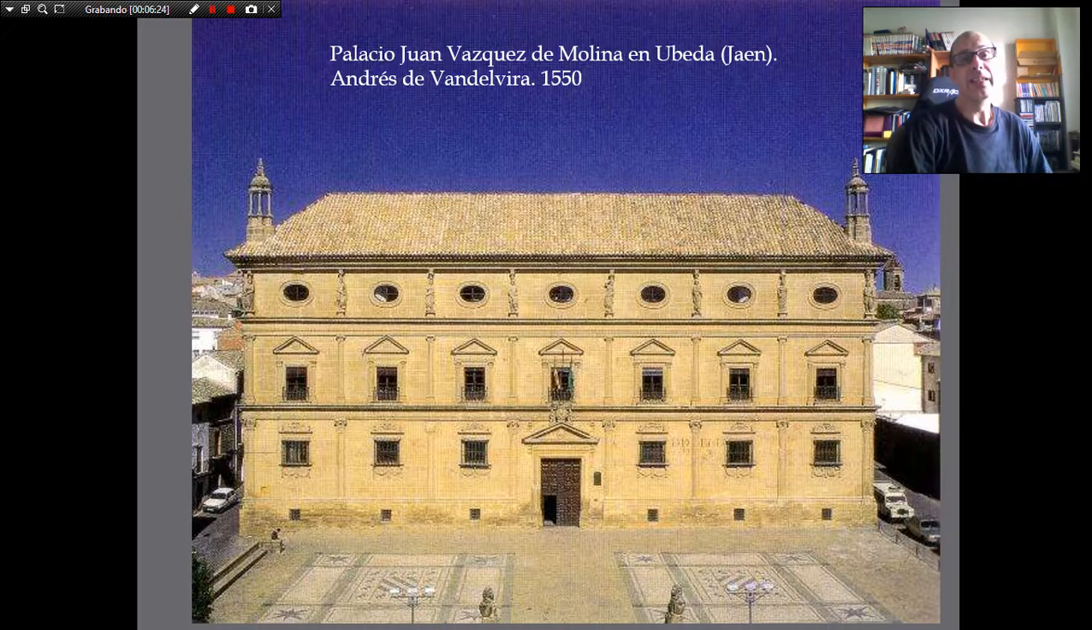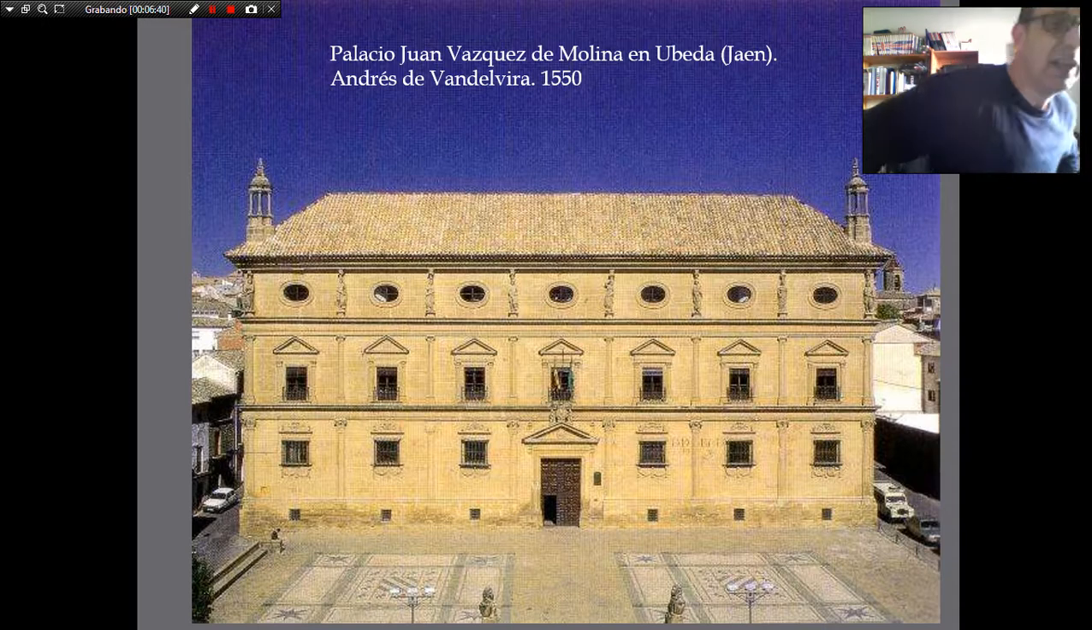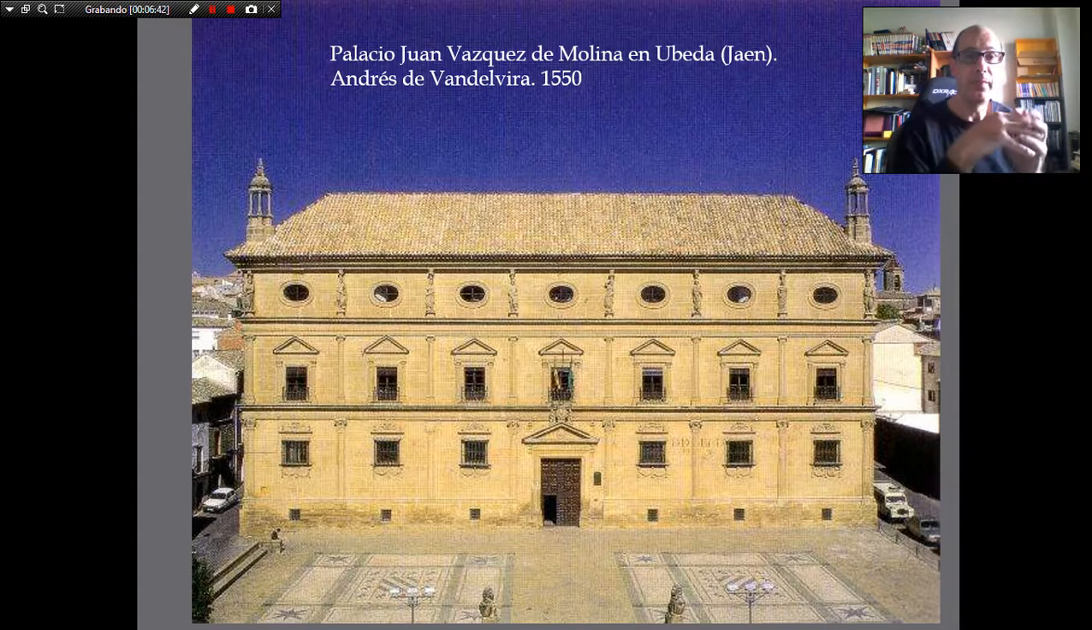Another building, so close to the church, is this palace, Juan Vázquez de Molina, in Úbeda, Jaén. As I told you, it's not a courtyard. It's like a... I don't remember now the name of this place, but it's so close to the other building.